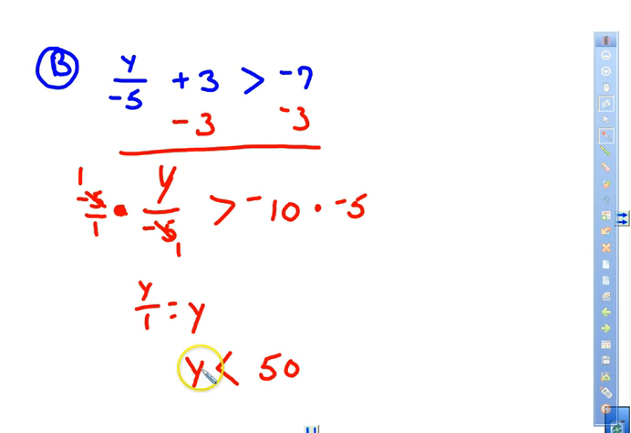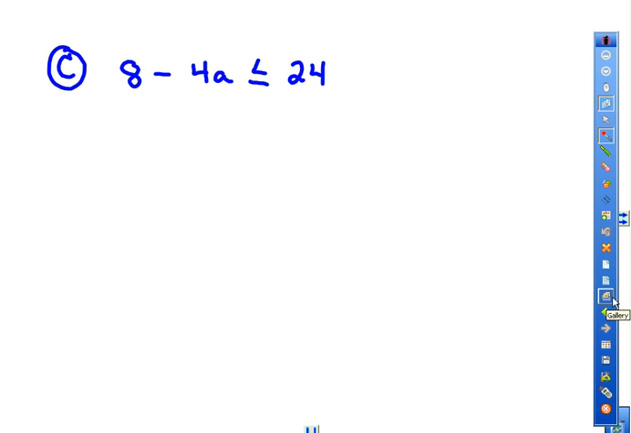So we've got to find a number that's less than 50, which let's try 0. So we plug 0 in, and 0 divided by -5 is 0. So 0 plus 3 is 3. So is 3 greater than -7? Yes, it is. Let's look at our next one, and I'll let you hit pause and solve this.